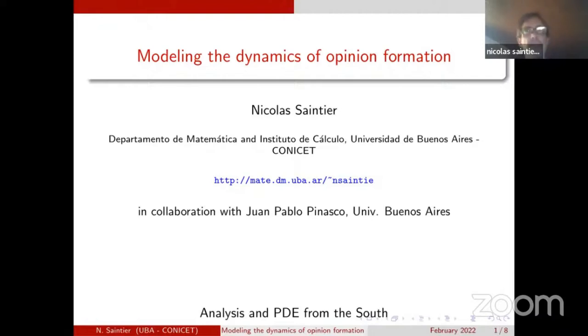And really, this is a nice subject because this is a subject I started like 5 or 6 years ago with a colleague of mine, a friend of mine, Juan Pablo Pinasco from the University of Buenos Aires, and with whom I did most of the work about that. And really what we like about this kind of subject is that you can do something interesting from a modeling point of view quite easily. You don't need that much, a big, deep mathematical theory to do something. You need to know some stuff, but not that much.